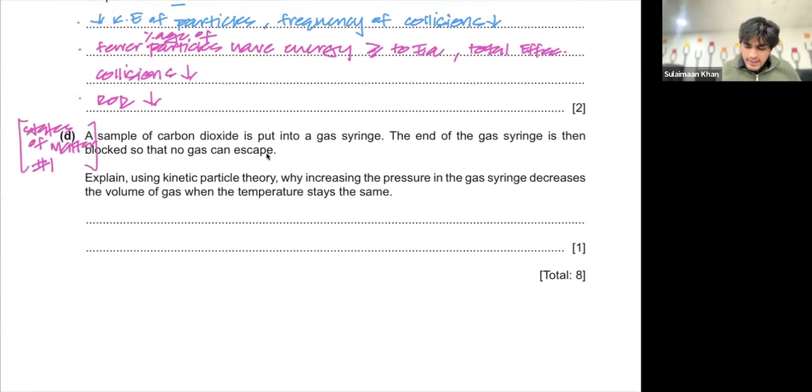It says: explain using kinetic theory why increasing the pressure in the gas syringe decreases the volume of gas. We've done this in chapter 1. If you increase the pressure, what's going to happen? Talk about the particles. Why does the volume decrease? Because as physicists, we know that if you increase the pressure, it is inversely proportional to volume. So volume is going to decrease. 0 mark, because you're saying the physics relationship. Tell me what happens to the particles when you increase the pressure.